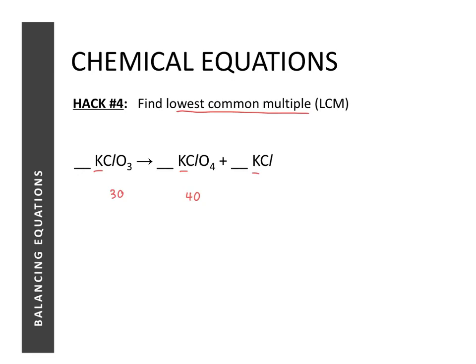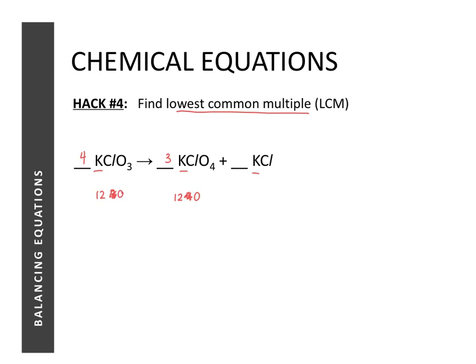How do we get 12? We need to add a 4 in front of KClO3, that will bring us to 12 oxygen, and we need to put a 3 in front of KClO4. Right, that will bring us to 12 oxygen atoms also. Now once you have done that, usually the equation is already balanced.